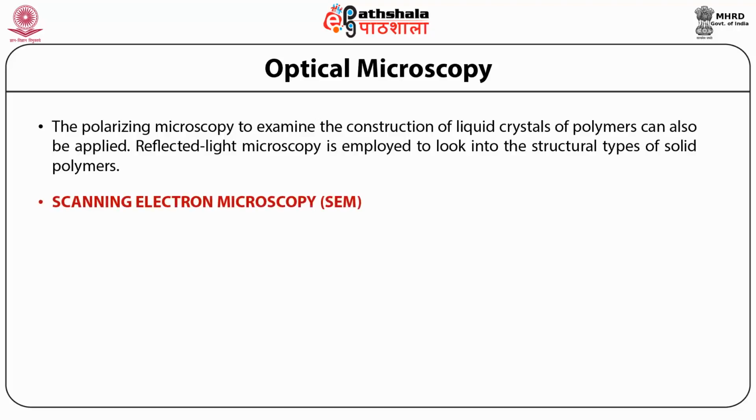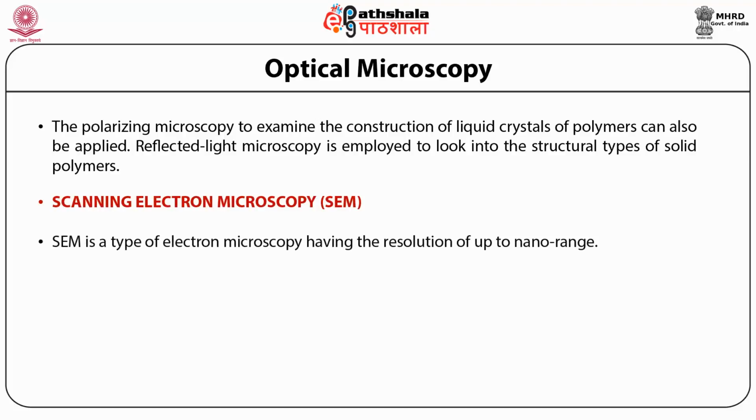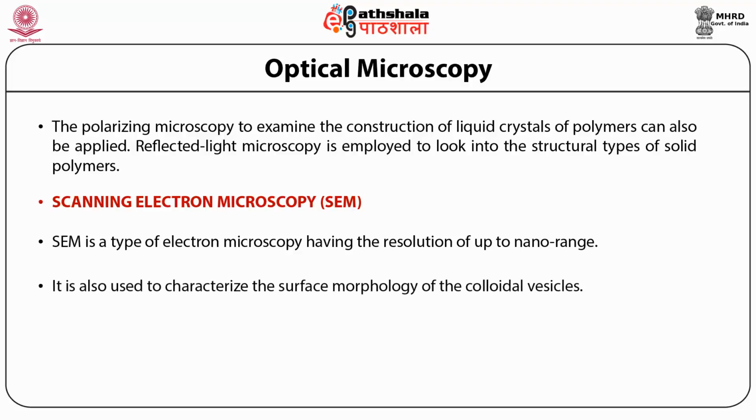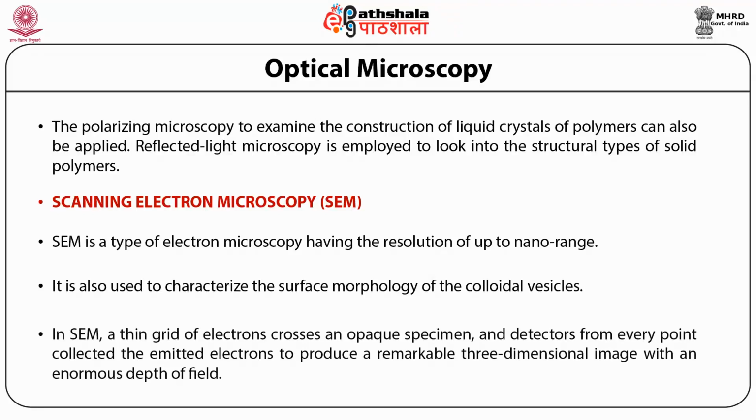Now about scanning electron microscopy, which is also popularly known as SEM. It is a type of electron microscopy having a resolution of up to the nanosize range. It is also used to characterize the surface morphology of colloidal vesicles. In scanning electron microscopy, a thin grid of electrons crosses an opaque specimen, and detectors at every point collect the emitted electrons to produce a remarkable three-dimensional image with an enormous depth of field.